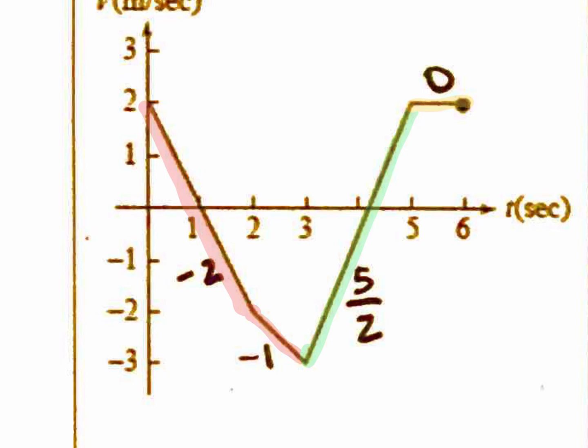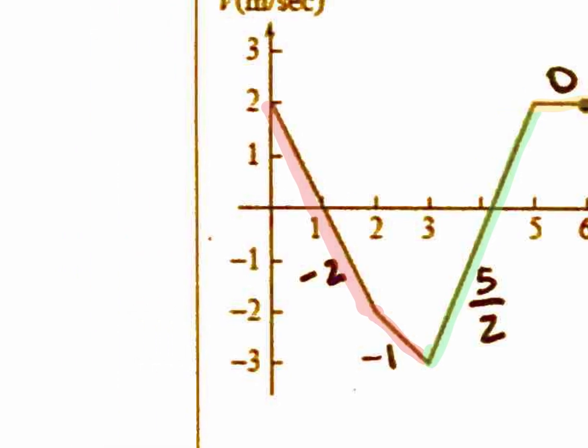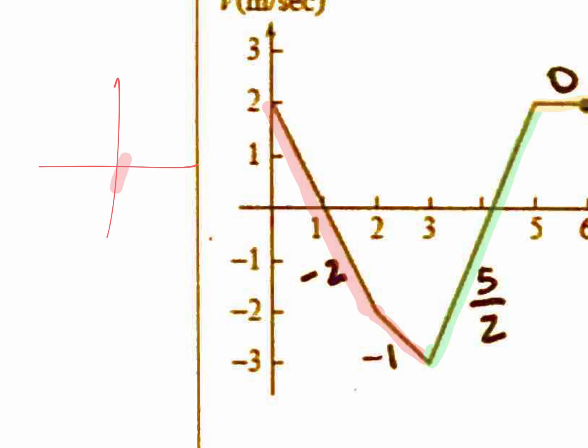So if I'm visualizing a position graph, I've got a positive slope, a less positive slope, then a slope of 0, and now it's negative, more negative, more negative, more negative.